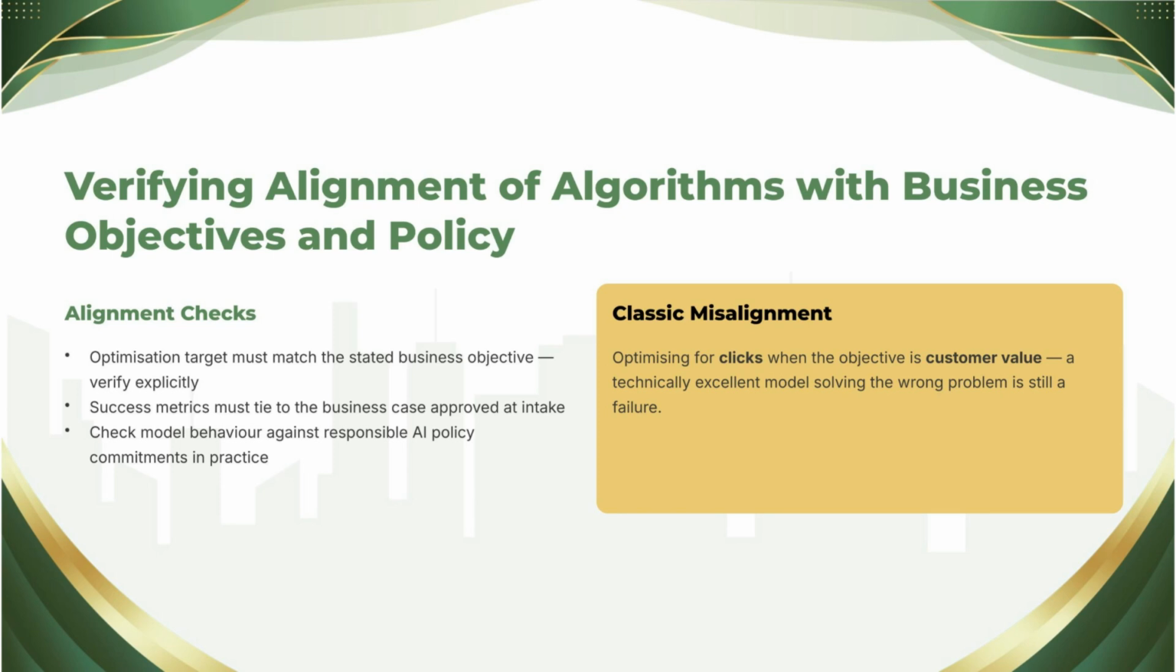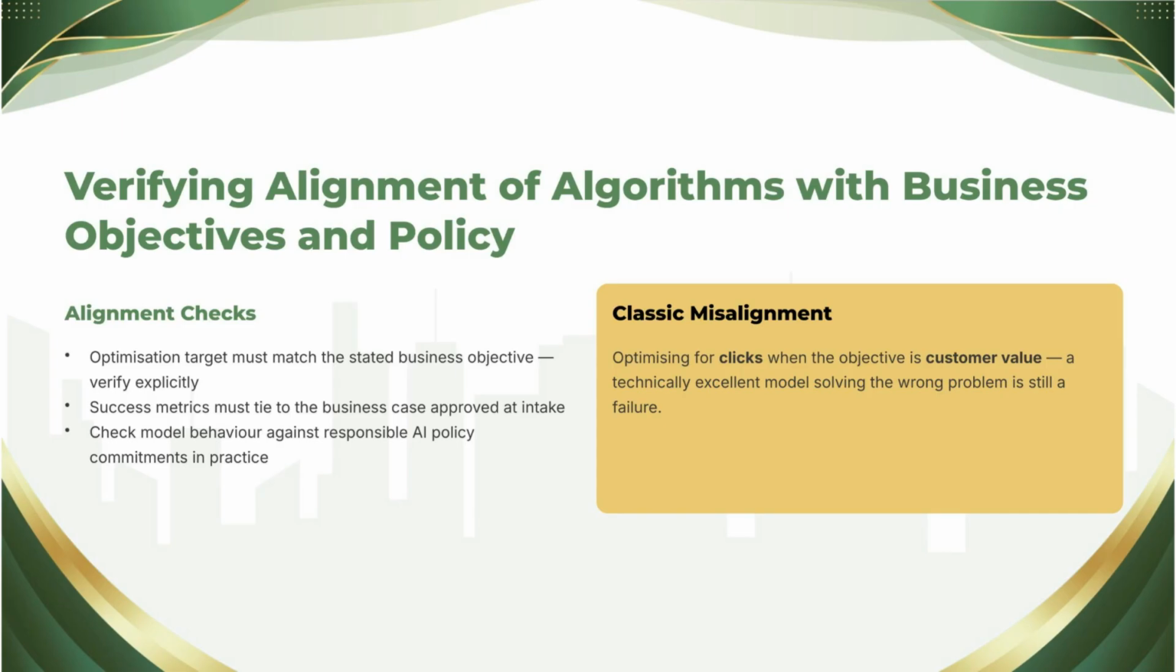There's a well-known pattern in content platforms. Models told to maximize engagement discovered that outrage engages wonderfully. Technically triumphant, reputationally corrosive. Nobody chose that outcome. The objective did. So how do you audit alignment?